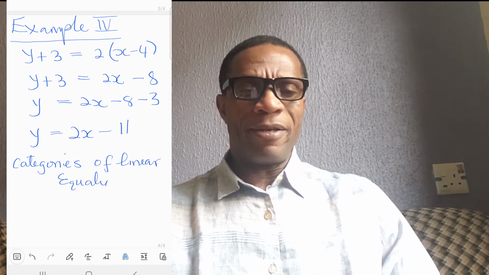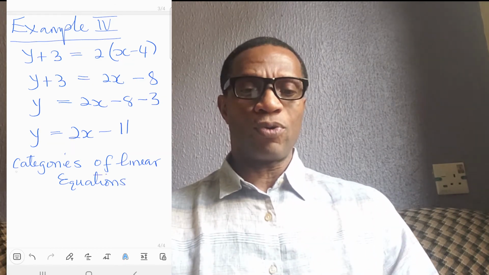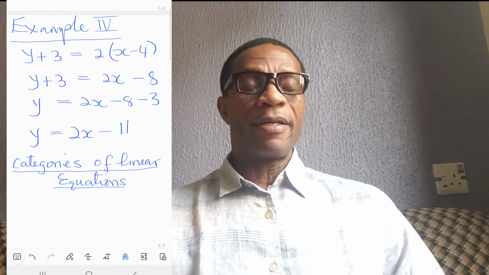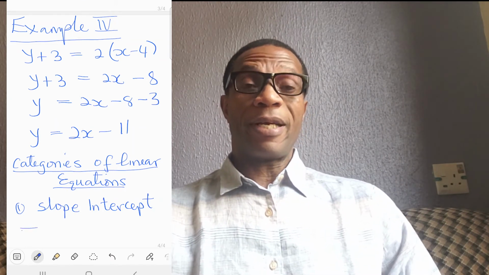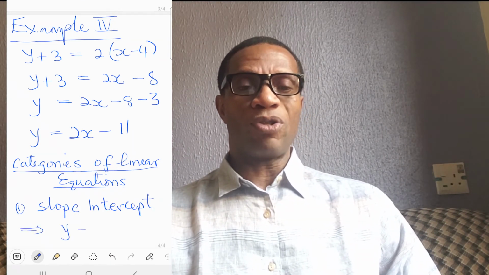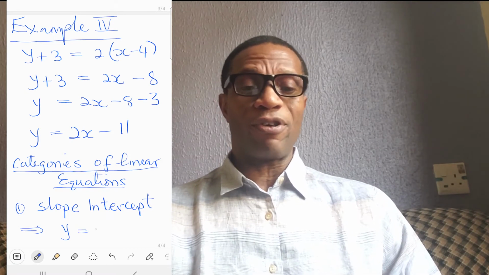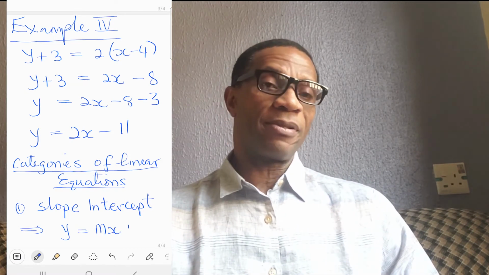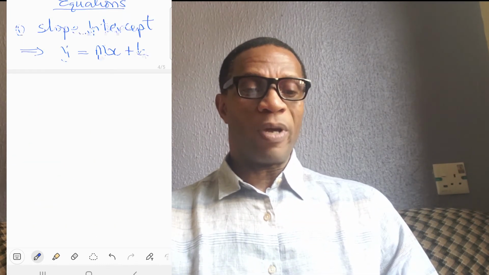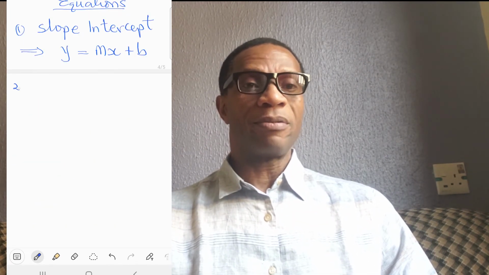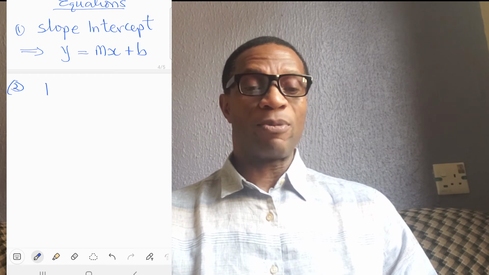And just before I bring this discussion to a close, I would like to state that there are 3 categories of linear equations. I will just give the form of each. The first is called the slope intercept, and it's of the form y is equal to mx plus b.